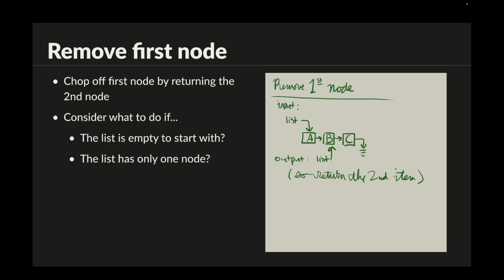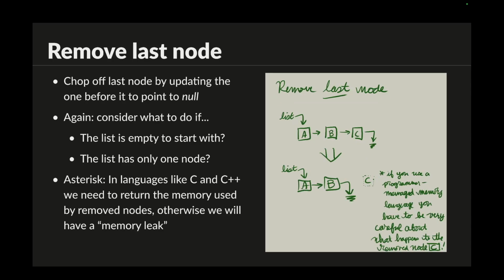There are a few use cases for removing data. The first case is that we want to remove the very first node at offset 0, which means the return value will be a different value than what was passed in. The second case is that we want to remove the very last node. This just means that we scan to the end and set the second to last node to point to null.